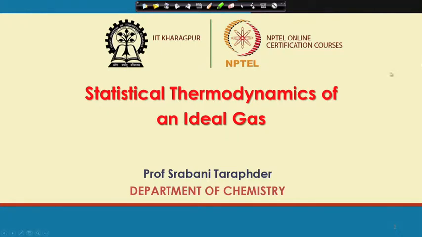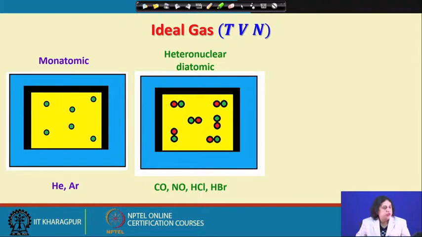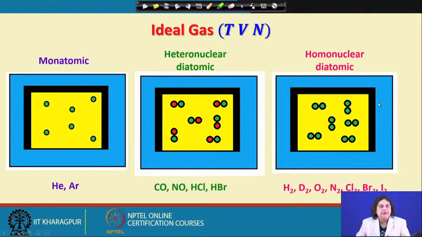Welcome. In today's class, we will revise and summarize what we have learnt about the statistical thermodynamics of ideal gases, where, as you have seen, we are mainly focusing on gases comprised of atoms such as helium or argon, or diatomic molecules such as carbon monoxide, nitric oxide, HCl or HBr, which can be classified as heteronuclear diatomic molecules, or gases like hydrogen, deuterium, oxygen, etc., which can be clubbed under the common name of homonuclear diatomic molecules.